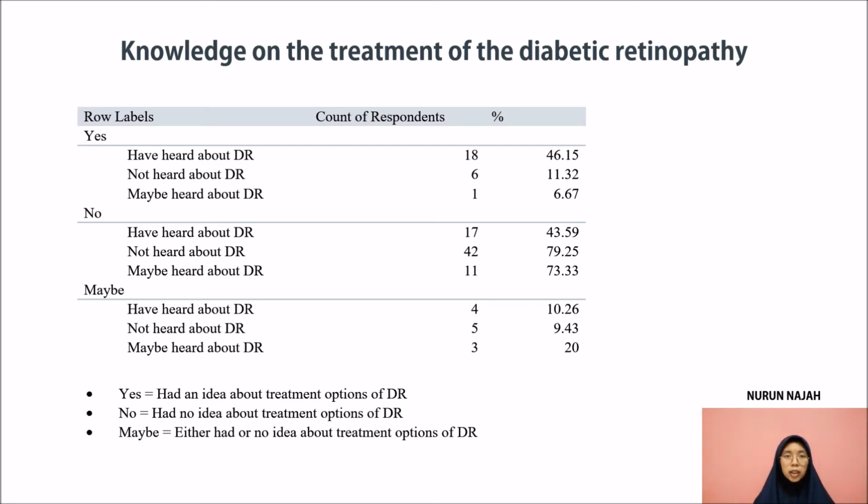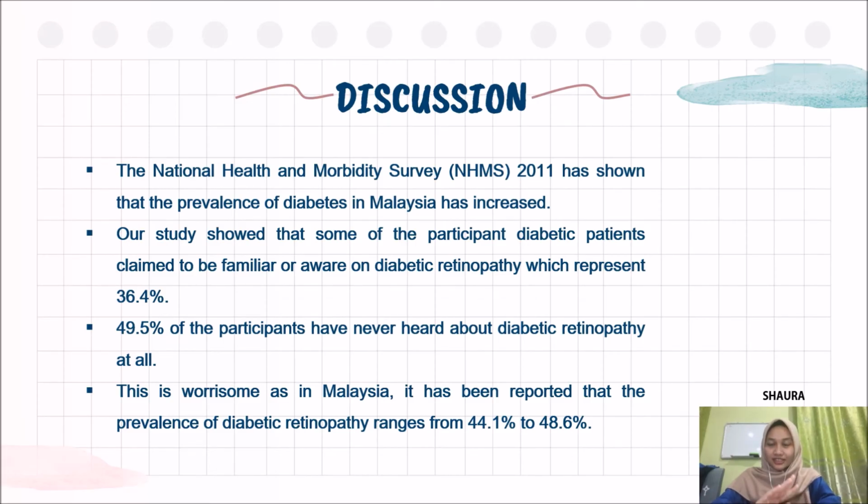Okay, now we move on to the discussion part. The National Health and Morbidity Survey (NHMS) 2011 has shown that the prevalence of diabetes in Malaysia has increased by 31% in the space of 5 years. This increment was recorded from 11.6% in 2006 to 15.2% in 2011.